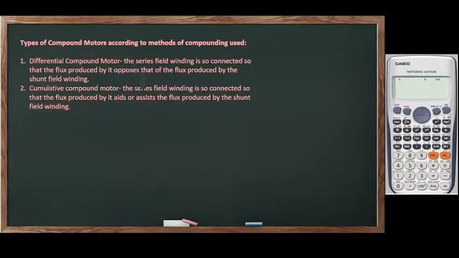So kapag nag-oppose yung flux na na-create ng ating series sa flux na na-create ng ating shunt field winding, that is differential. If cumulative naman, parang nag-add. So the series field winding is connected so that the flux produced aids or assists, so nadagdagan yung flux na na-produce ng ating shunt field winding.